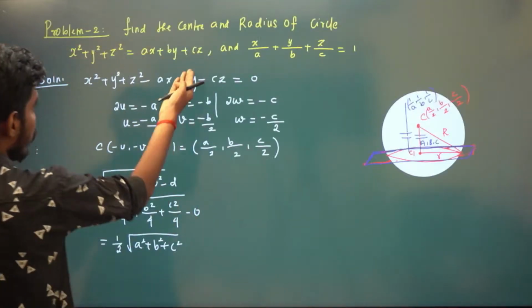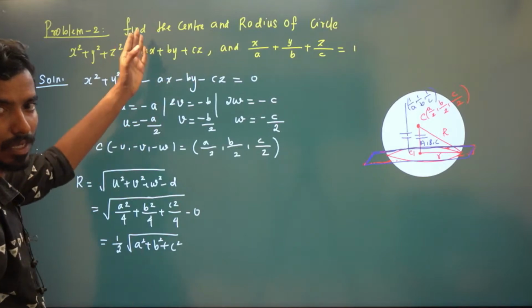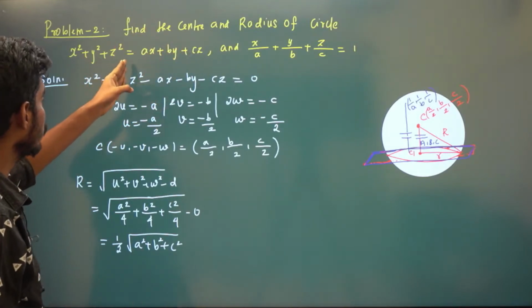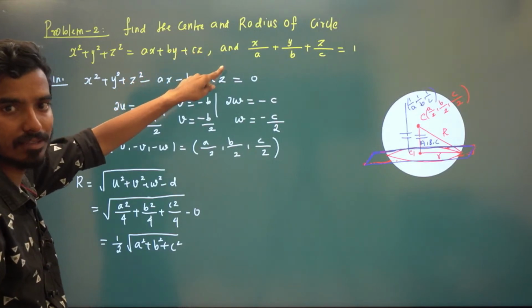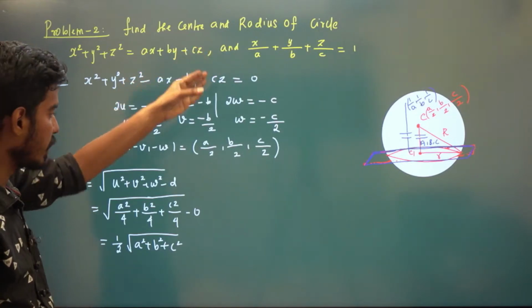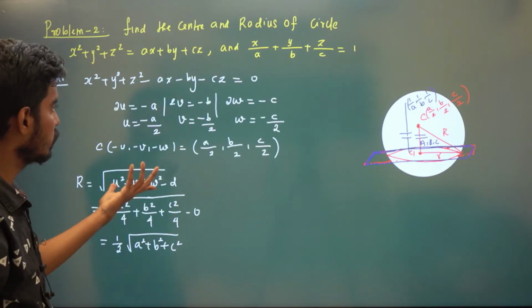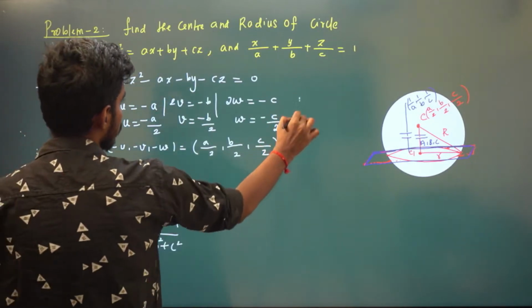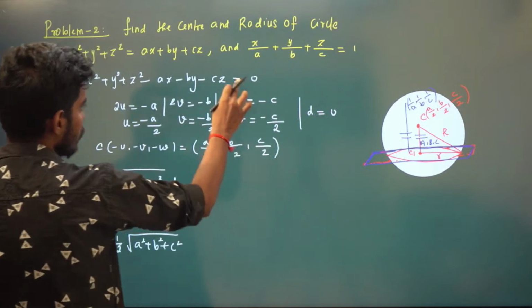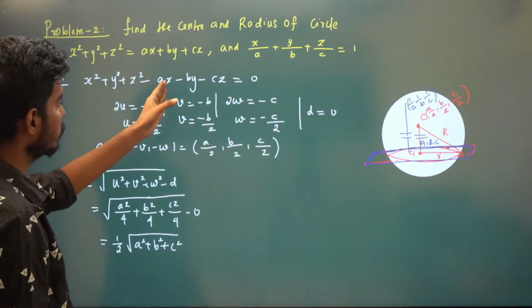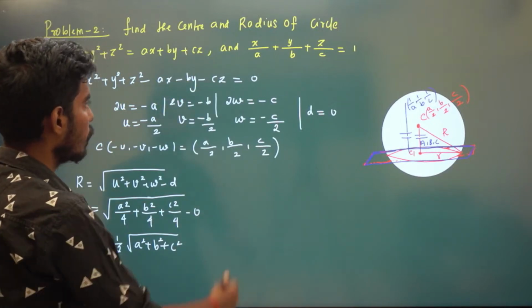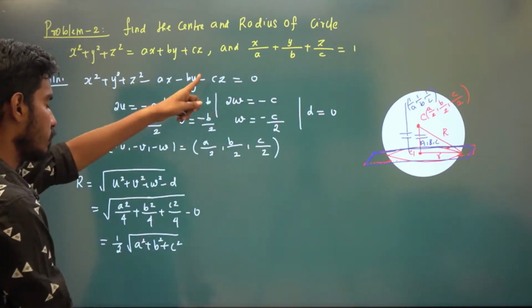See, what is the equation of a sphere in general form? x square plus y square plus z square plus 2ux plus 2vy plus 2wz plus d is equal to 0. There is no d term here, that is why I am putting d equal to 0. If there is some constant term, you will equate that to d. So there is no d term.